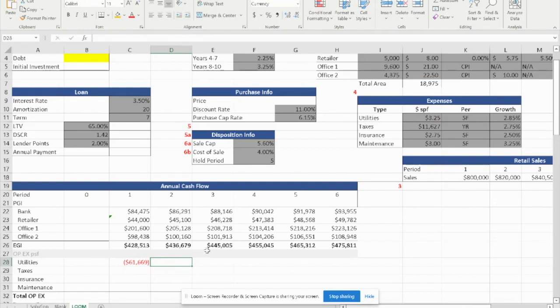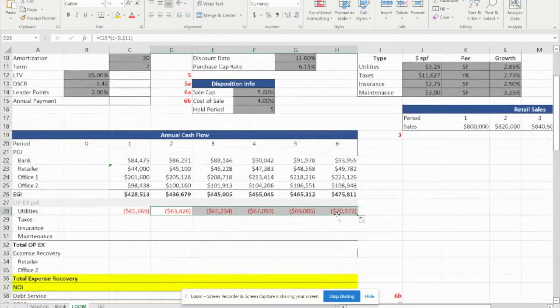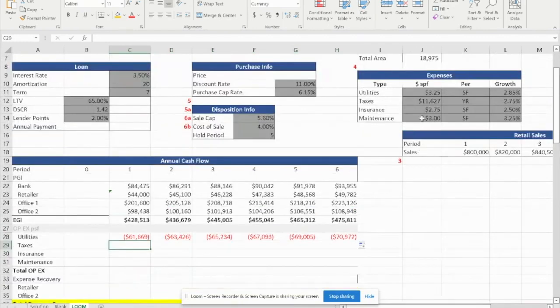2.85%. And we're going to use a simple growth rate formula, the previous year times open paren 1 plus the growth rate of 2.85%. And we're going to anchor that since it's going to be the same for subsequent years. And we're going to drag it across to get to year 6 at negative $70,000 for utilities.